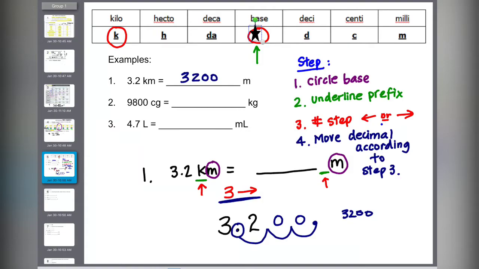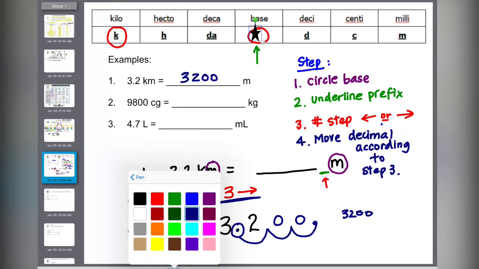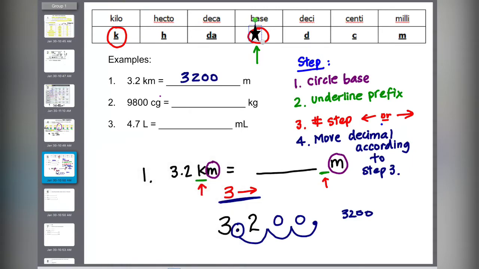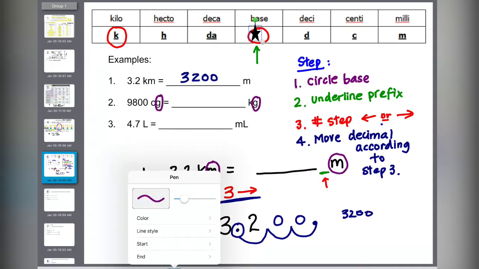So I'm not going to go through all of the different colors and stuff like that. I'll try. Okay? Circle the base. First step. My base in question number 2 is my grams. Step number 2. Underline the prefix. Prefix is the letter in front of it, so I'm going from C to K.